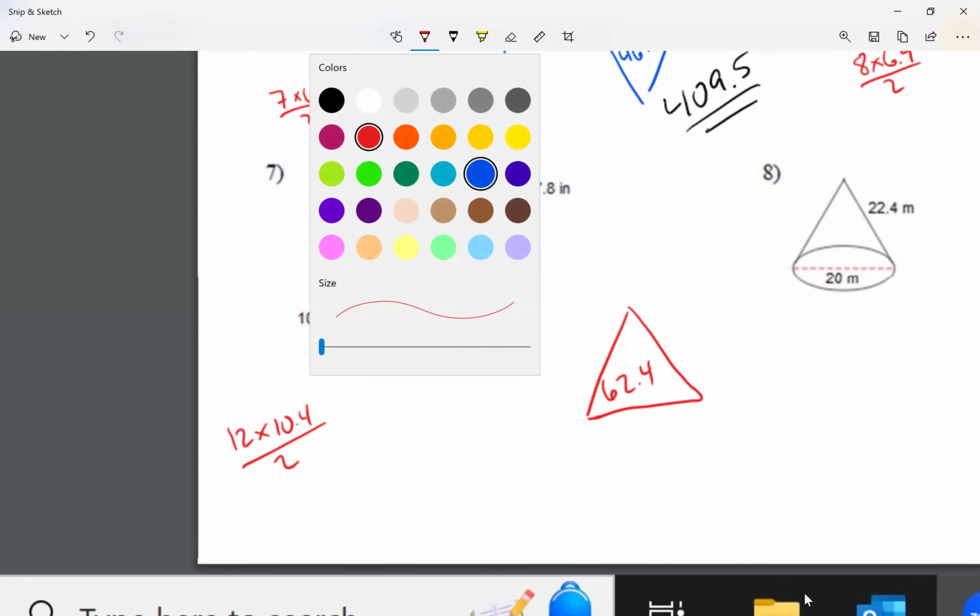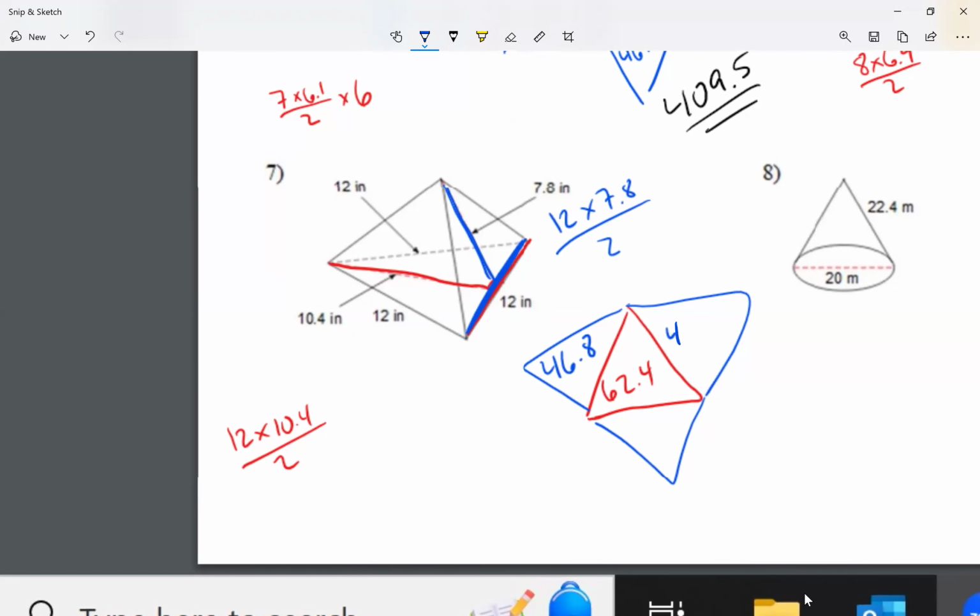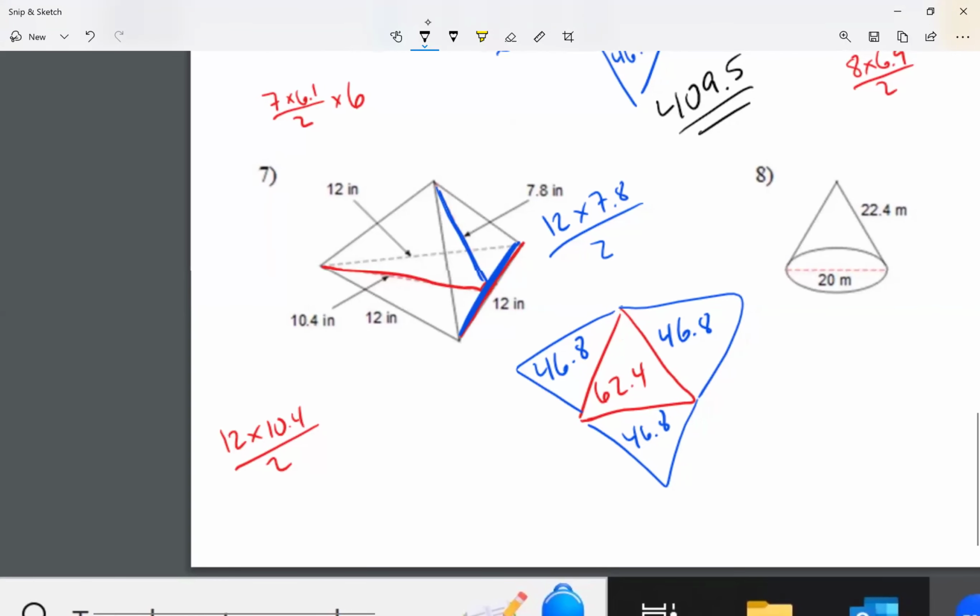Because the base has 3 sides, let me do 3 triangles here. For the triangles, I have to go 12 times 7.8 divided by 2. That's going to give me 46.8. So each of my triangles is 46.8. Add everything, and you should finish with 202.8.